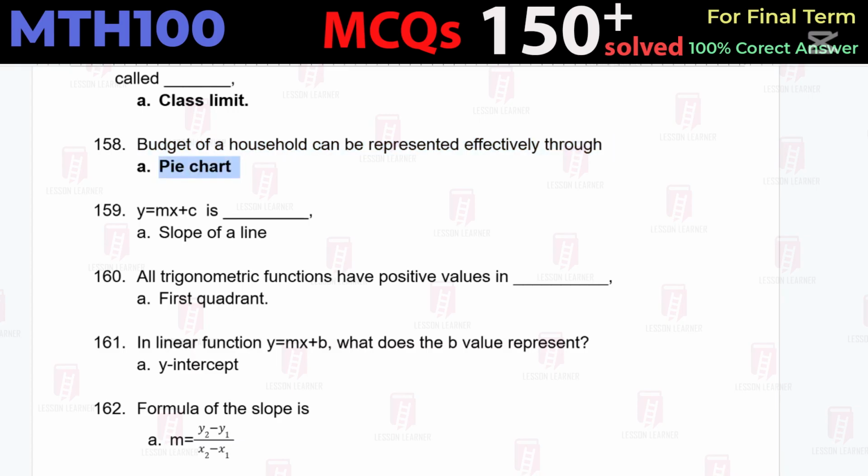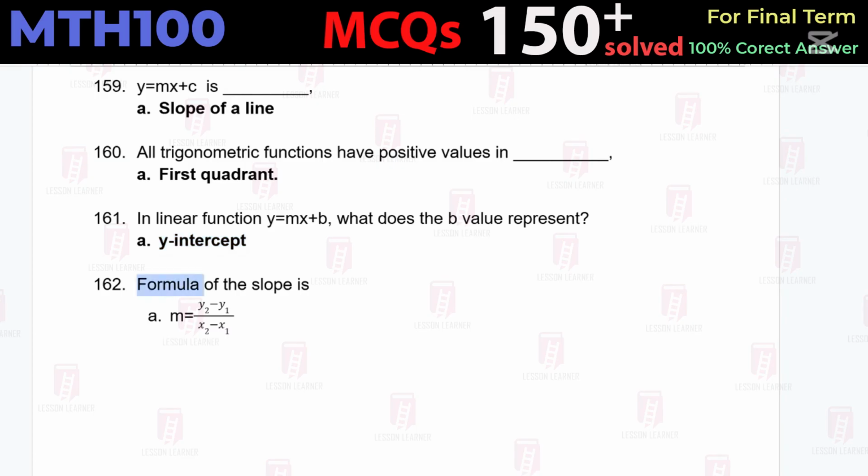y equals mx plus c is dash. It's the slope of line formula. All trigonometric functions have positive values in the first quadrant. In linear function, y equals mx plus b, what does the b value represent? It represents the y-intercept. Formula of the slope is m equals (y2 minus y1) divided by (x2 minus x1).